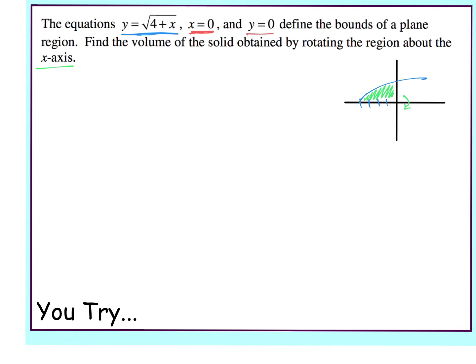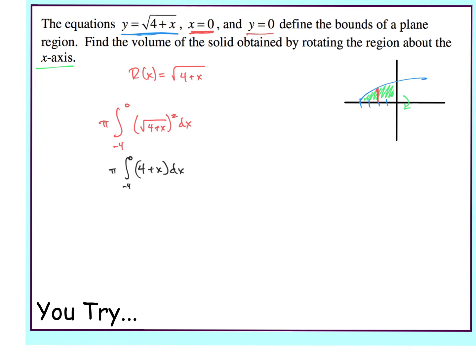Go. All right. So what's my big radius? What's my radius? Square root of 4 plus x. All right. And then my integral is going to go from what to what? What's it bounded by? Negative 4 to 0 because I'm in terms of x because I'm rotating about the x-axis. And then I have a pi chilling out front. And then I'd have square root of 4 plus x quantity squared dx. I personally would rewrite it. So now I have the integral of 4 plus x dx from negative 4 to 0.